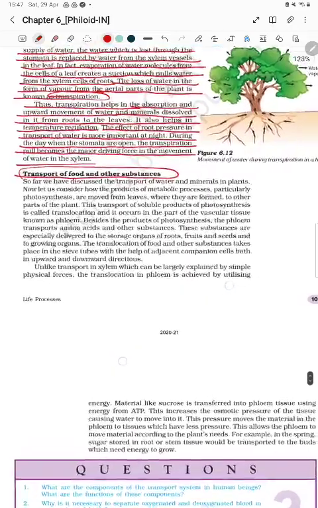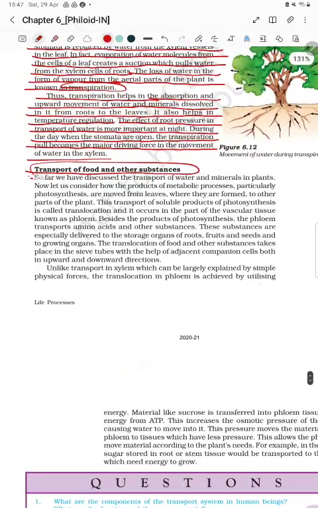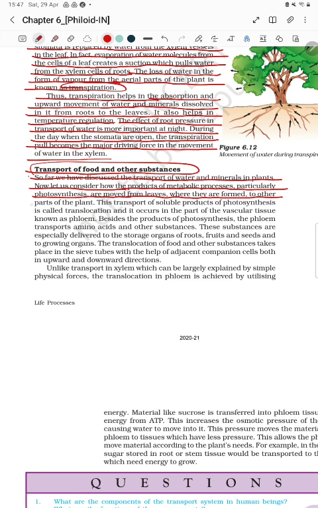Students, here you see, so far we have discussed the transport of water and minerals in plants. Now let us consider how the products of the metabolic processes, particularly photosynthesis, are moved from the leaf where they are formed to other parts of the plant. This transport of the soluble products of photosynthesis is called translocation, and it occurs in the part of the vascular tissue known as phloem.